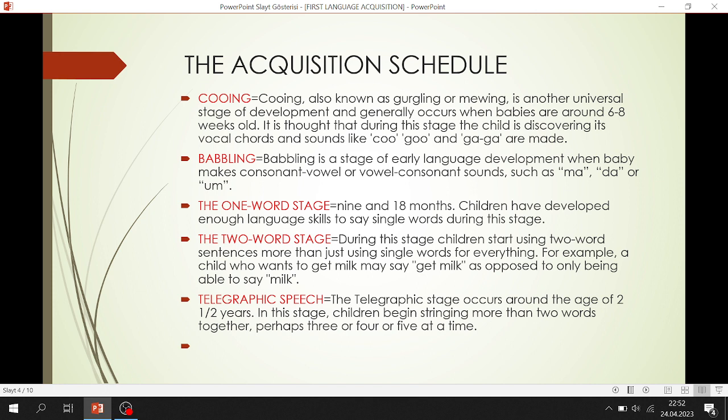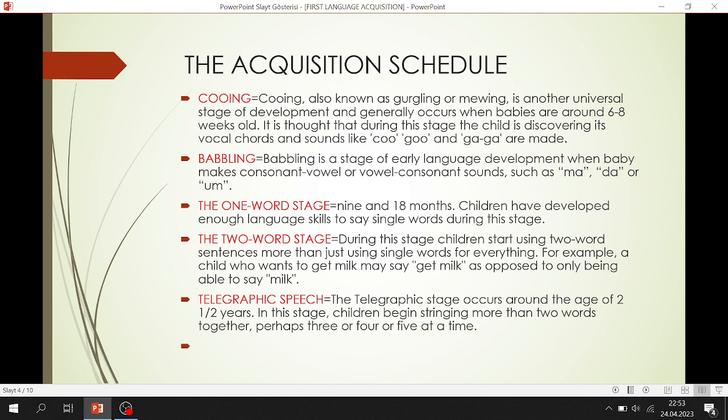The one word stage, 9 to 18 months. Children have developed enough language skills to say single words during this stage. For example, milk, cookie, cat, cup. The two-word stage. During this stage, children start using two-word sentences. For example, baby chair, mommy eat, cat bed. As you can see from the topic title, it has two words.